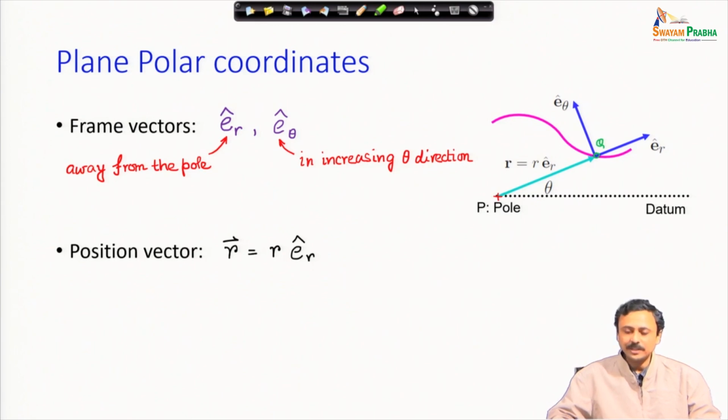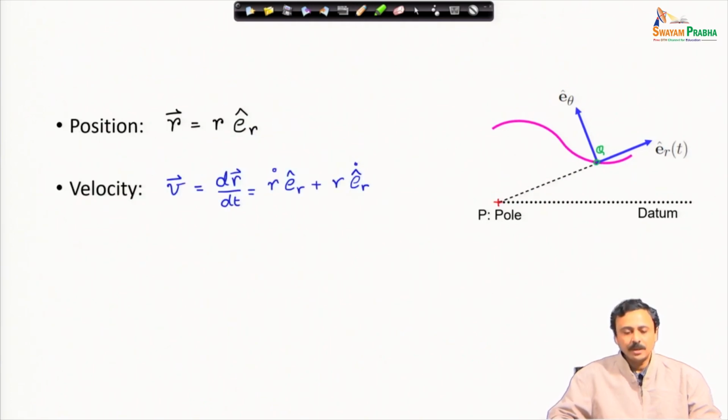Now, the position vector, as I have already told you, measured from the pole to the particle, is this r vector, which is the radial distance times the unit vector along the radial direction. So, r times Er cap. So, position vector is fixed. Now, we come to velocity vector. Velocity is found by differentiating with respect to time the position vector.